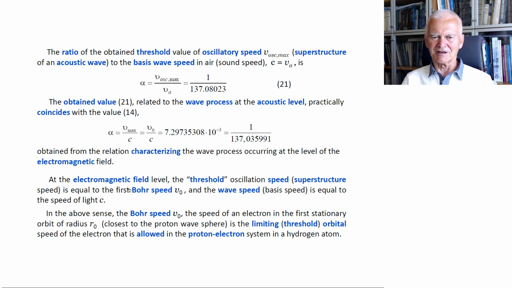At the electromagnetic field level, the threshold oscillation speed, the superstructure speed, is equal to the first Bohr speed, V0, and the wave speed, the basis speed, is equal to the speed of light c. In the above sense, the Bohr speed, V0, the speed of an electron in the first stationary orbit of radius r0, closest to the proton wave sphere, is the limiting threshold orbital speed of the electron that is allowed in the proton-electron system in the hydrogen atom.